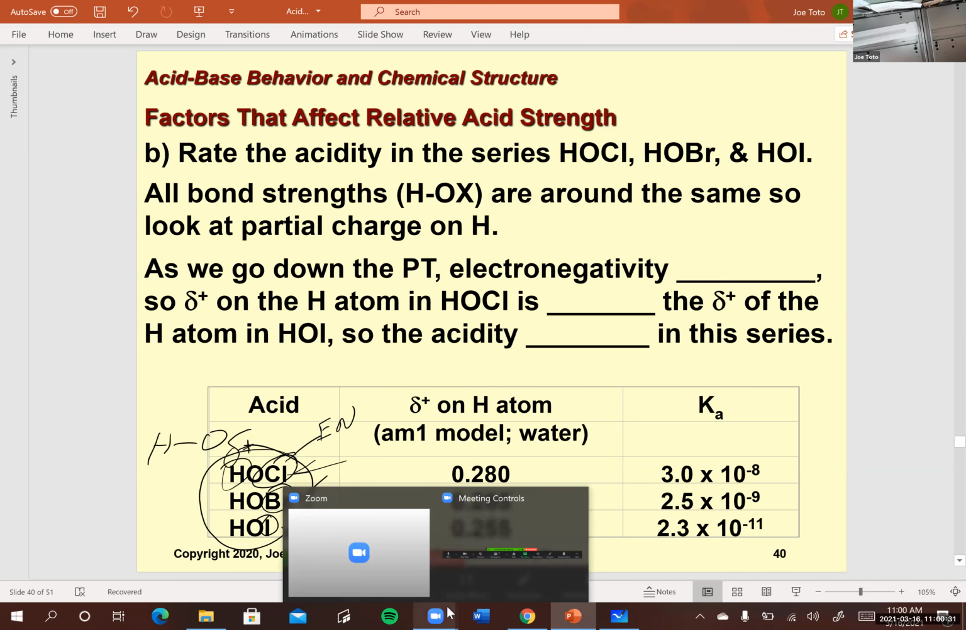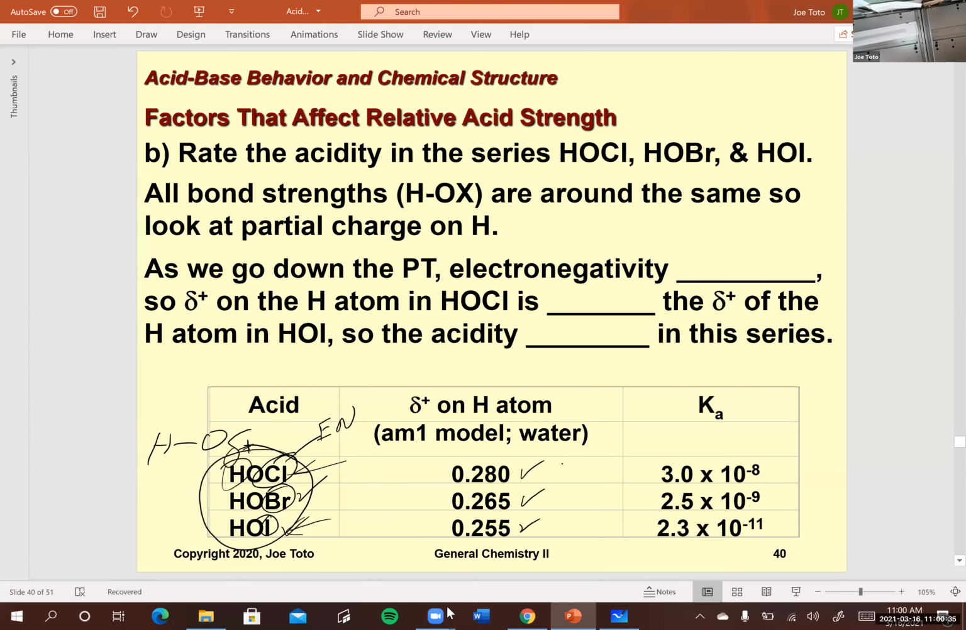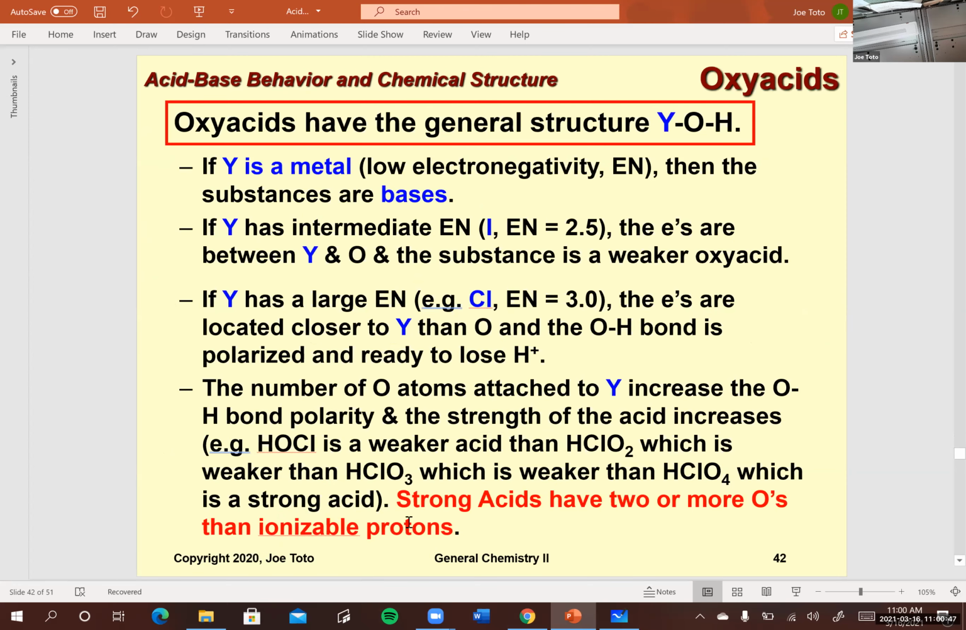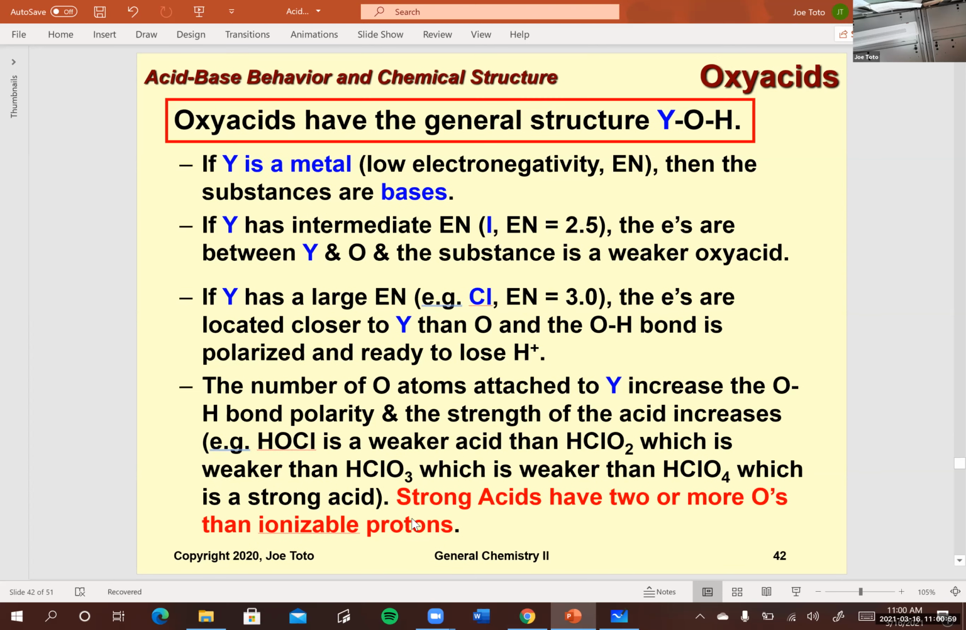And I look at these charges and I see that's just what I thought. And I look at the Kas and it makes sense with my conclusion. Now, the other stuff, you could read this. The more oxygens you have, the more electron withdrawing power. So the higher the delta, the stronger the acid. And so that's in there.